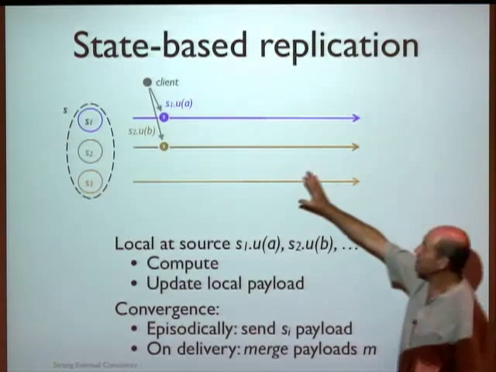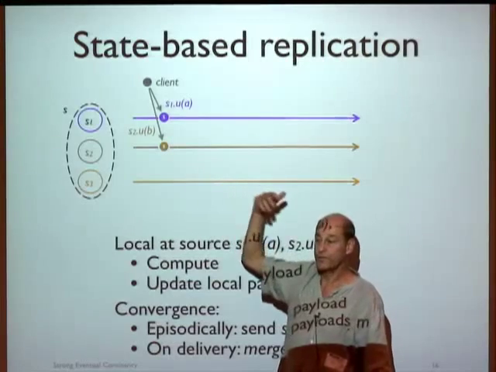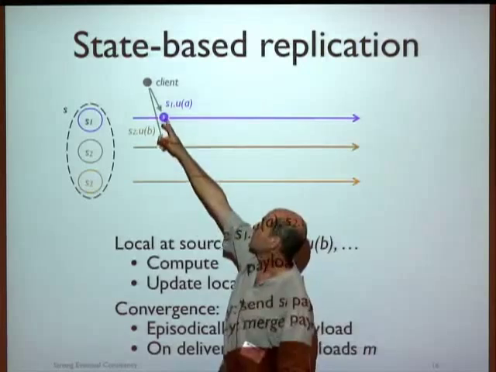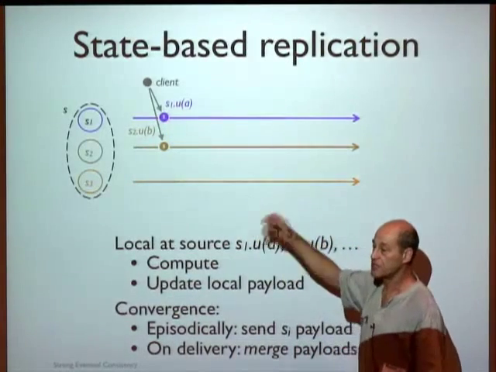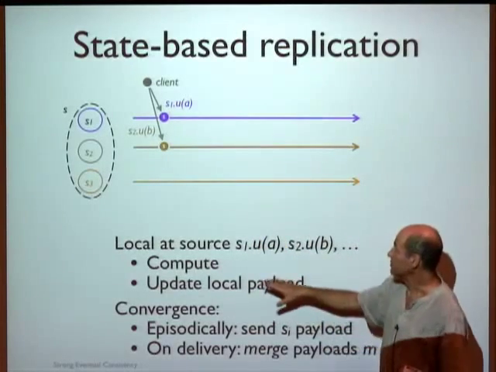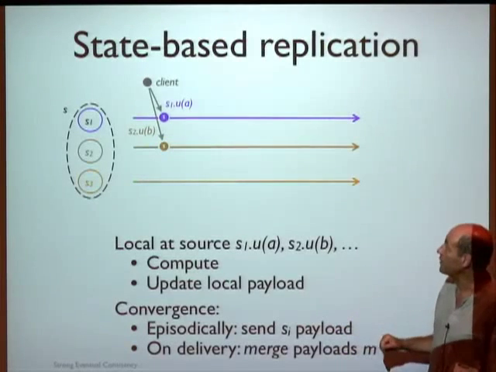And the update is going to happen locally at the place where you've sent it to, right? Which I'm going to call the source. That's what this S here means, right? So at the source, you're going to do some computation, and you're going to change the state. You're going to side effect the state, right? So I'm calling the local state the payload. You're modifying the local payload.